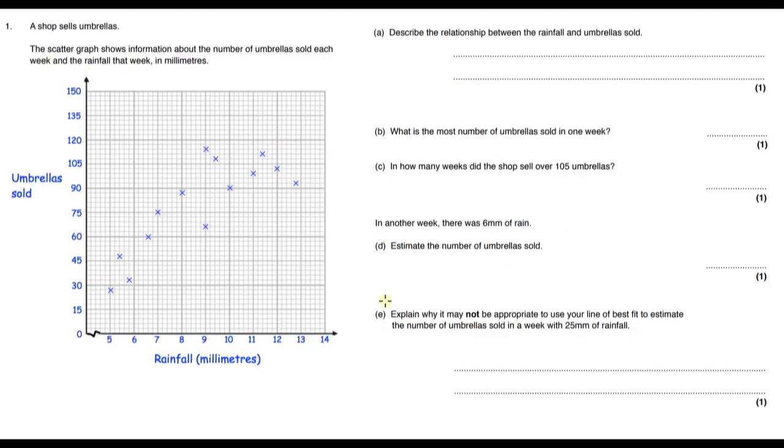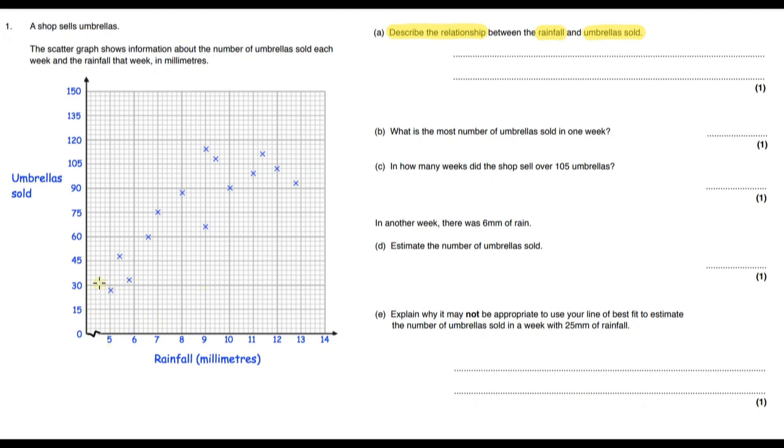So question 1 has 5 parts to it. A shop sells umbrellas. The scatter graph shows the information about the number of umbrellas sold each week and the rainfall that week in millimeters. So you can see along the x-axis we've got the rainfall in millimeters, and on the y-axis we've got the number of umbrellas sold. So part A, describe the relationship between the rainfall and the umbrellas sold.